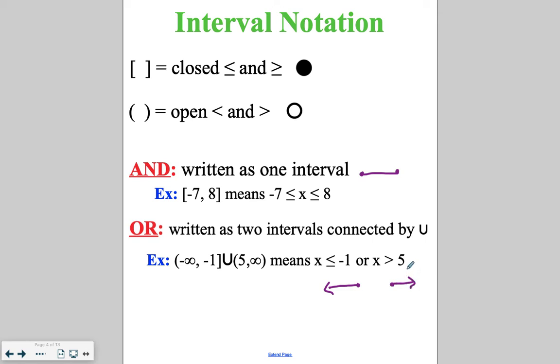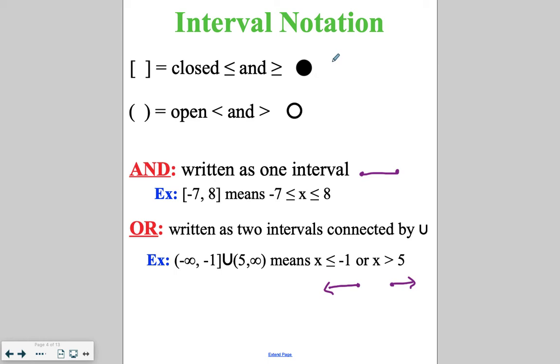Now, a couple other things that I want to talk about is interval notation. Interval notation is a way to write out these answers without using the actual inequality symbols. With interval notation, we use brackets and parentheses to stand for our open and closed dots. If it's closed, you're going to use square brackets. That's the equivalent of the filled in dot.